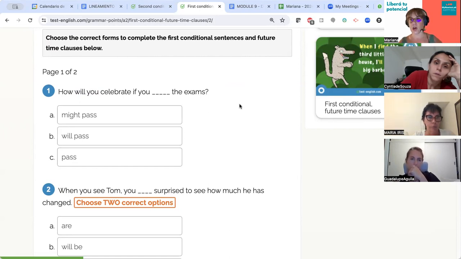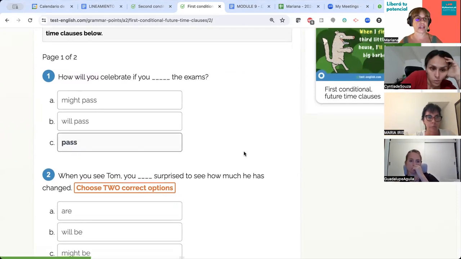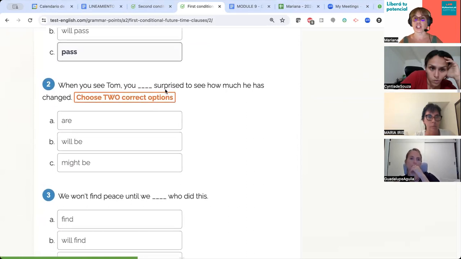Yes. So what letter? Sí. Letter C. Good. Excellent. Here are two options to choose, okay? You have to give me two options.